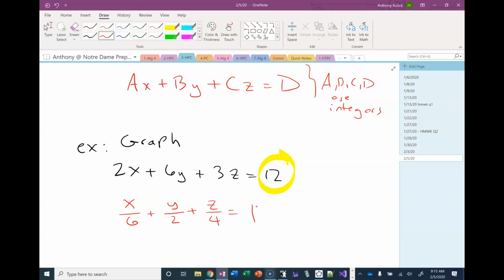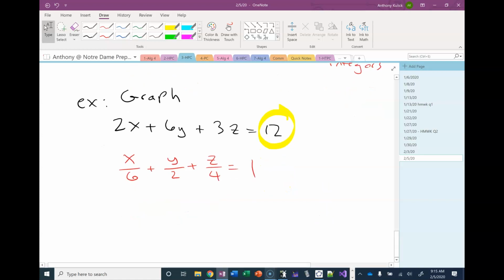Now that the right-hand side of my equation is equal to 1, it should be easy to find some points that lie on this plane, or that satisfy this equation. So all I'm going to do is try to make this first fraction equal 1. What value of x will do that? 6. So if this fraction is 1, what do the other 2 fractions need to be? 0. They need to be 0, right? So those fractions will be 0 when y is 0 and z is 0.